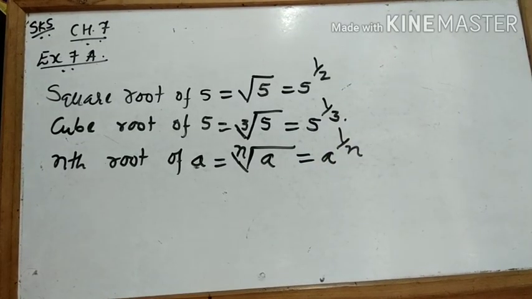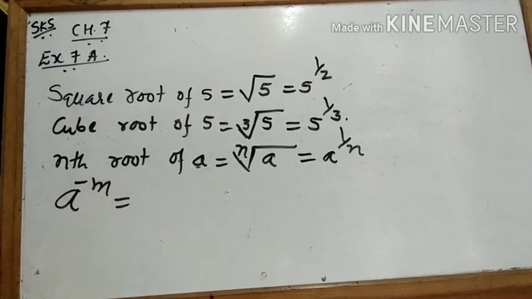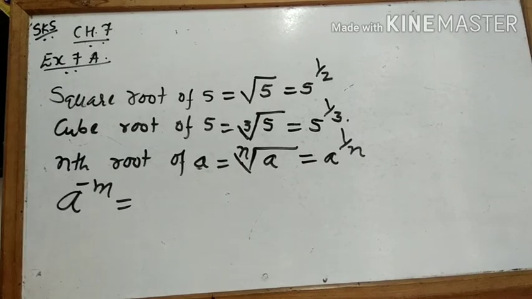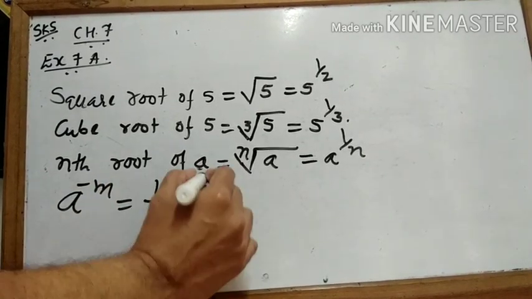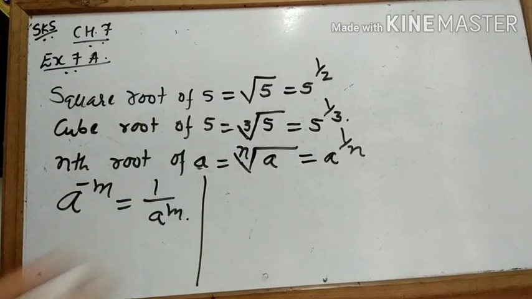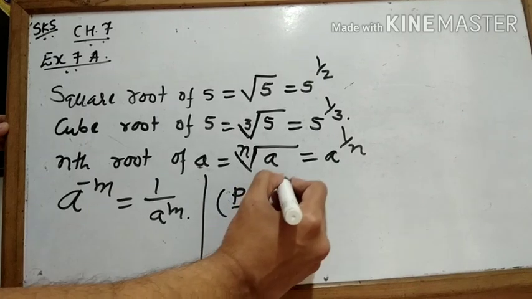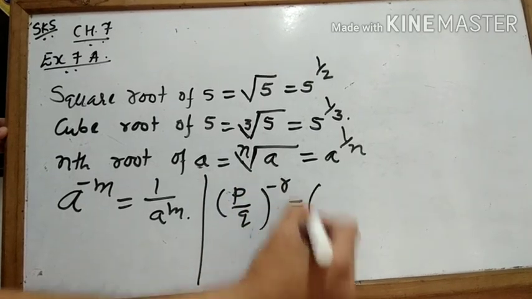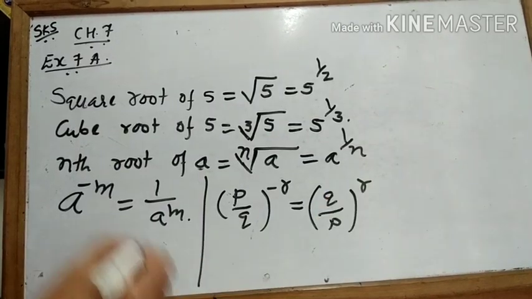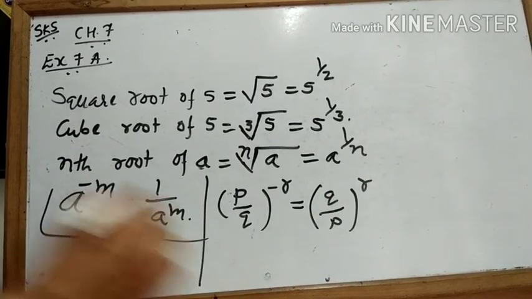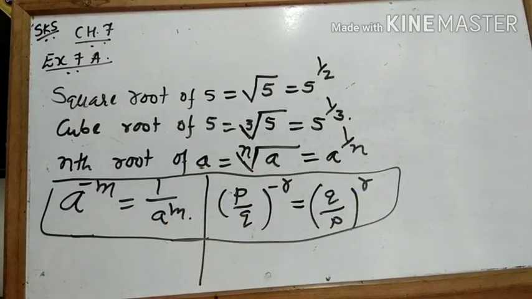Along with this, let us remember one more rule, because I have seen kids making many mistakes over here. A raised to negative m can be written down as 1 upon A raised to m. Same rule in the form of a fraction. Suppose I am having p upon q whole raised to negative r, then q upon p whole raised to positive r. The same rule here with a single number and on the right hand side in the form of a fraction.